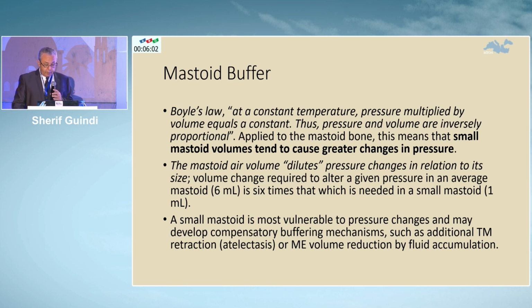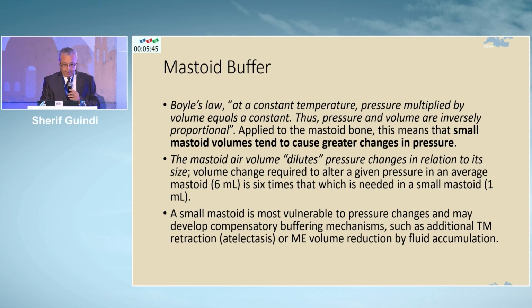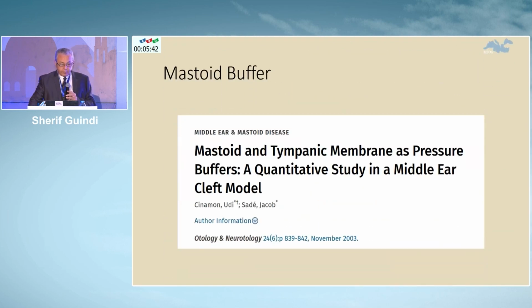which means that a smaller mastoid is more vulnerable to pressure changes, and it can develop a compensatory buffering mechanism, such as an additional tympanic membrane retraction or a middle ear volume reduction by fluid accumulation. This is to keep the pressure and the volume constant within their relation. And this was very well explained by Jacob Sadé and Ar in 2003, when they described the mastoid and tympanic membrane as pressure buffers.